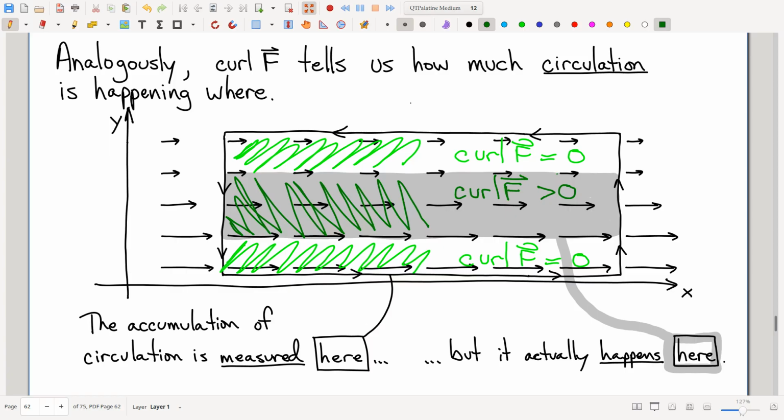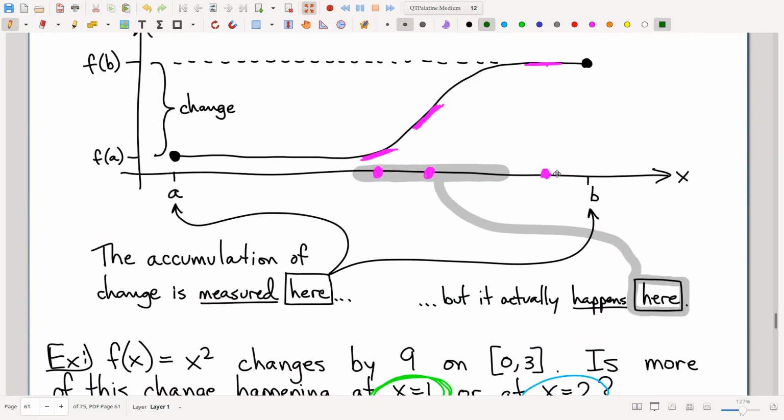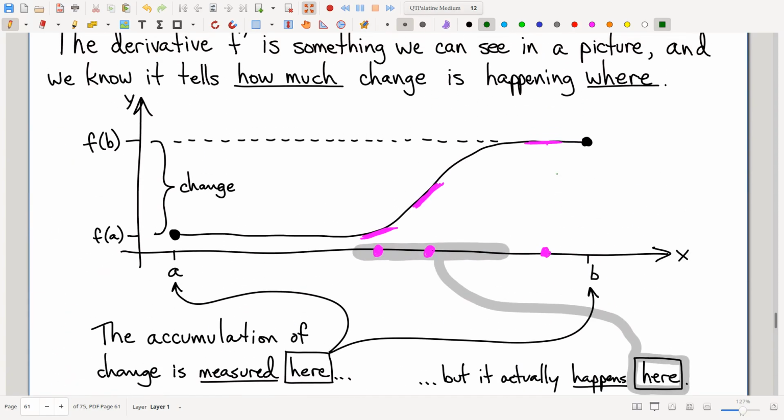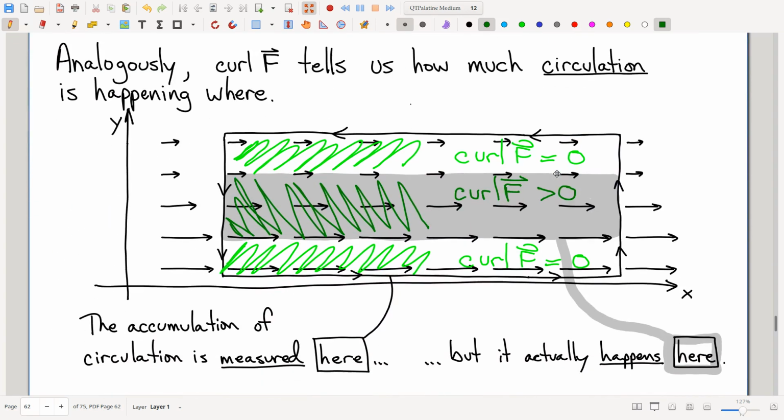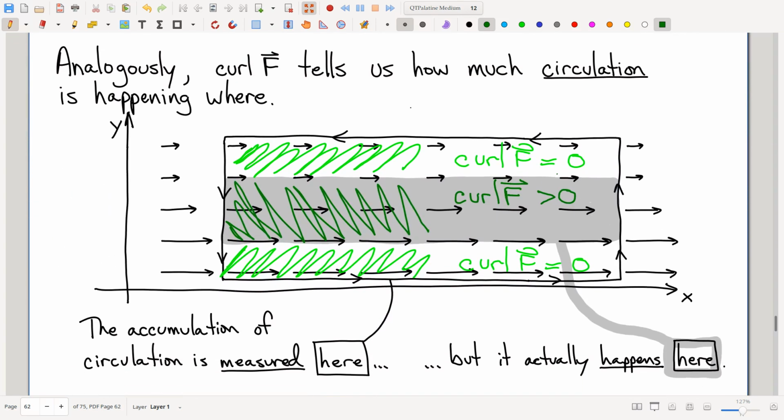And so again, just like with the derivative, in the same way that here the derivative is positive, even bigger here, and 0 there. The derivative is telling me where this change that I see on the boundary is happening. Well, a lot of it's happening along in here, right? The derivative points right to where that change is actually happening in the interior. Likewise, curl tells you where the boundary circulation that you see on the boundary is actually happening.